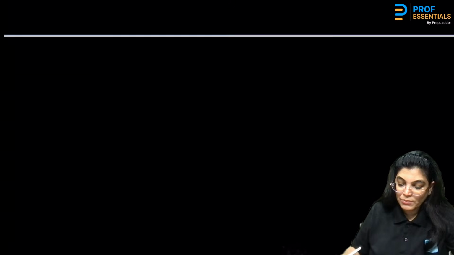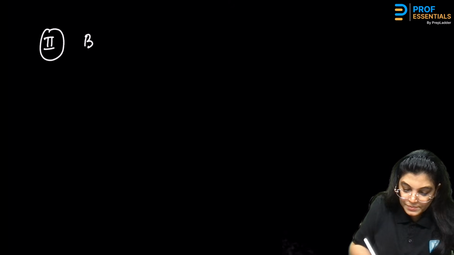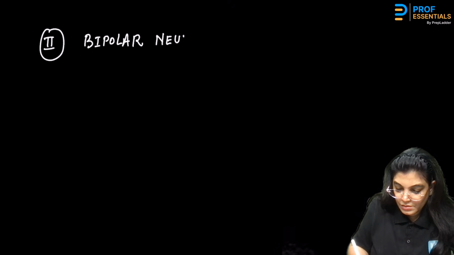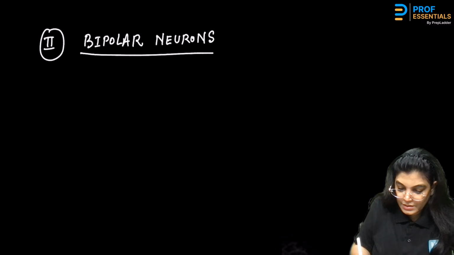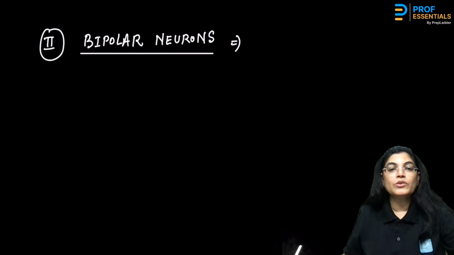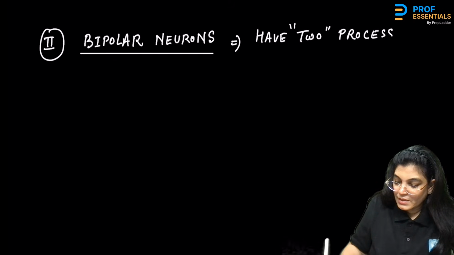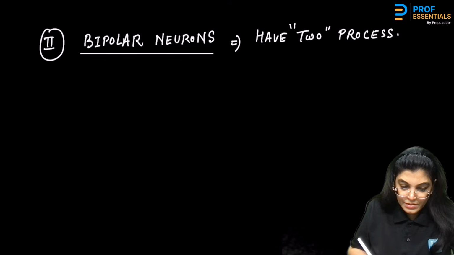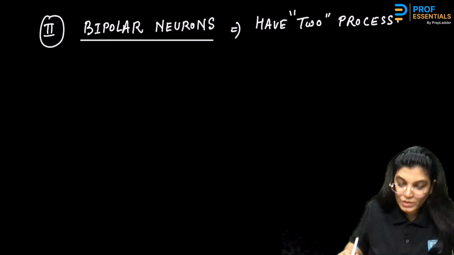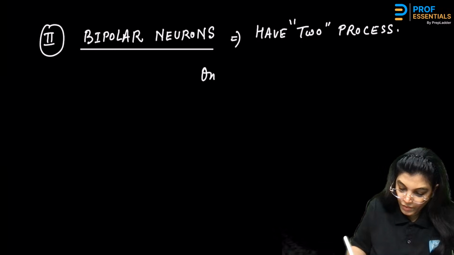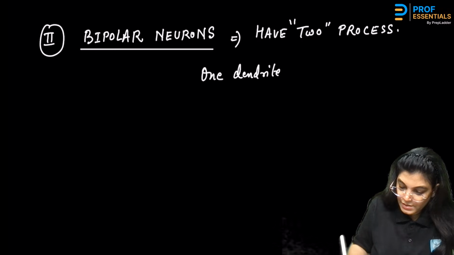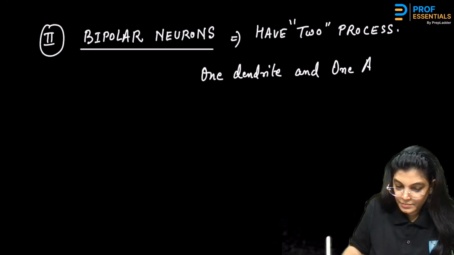Now coming to the second type of neurons described on the basis of polarity, that is the bipolar neurons. Okay, dear? Bipolar neurons. So bipolar neurons means it is having two process. Basically it is having two process, one dendrite and one axon.